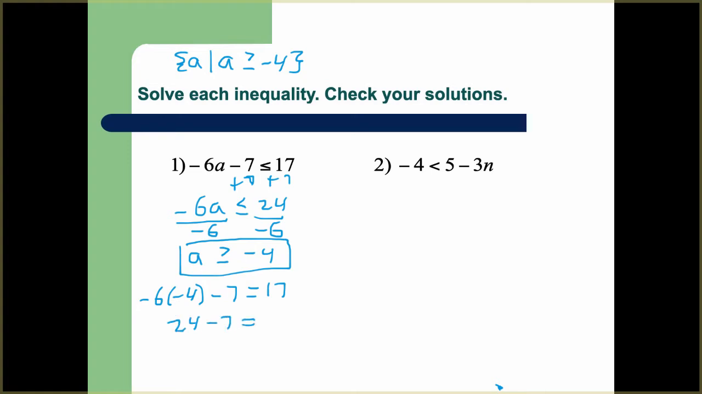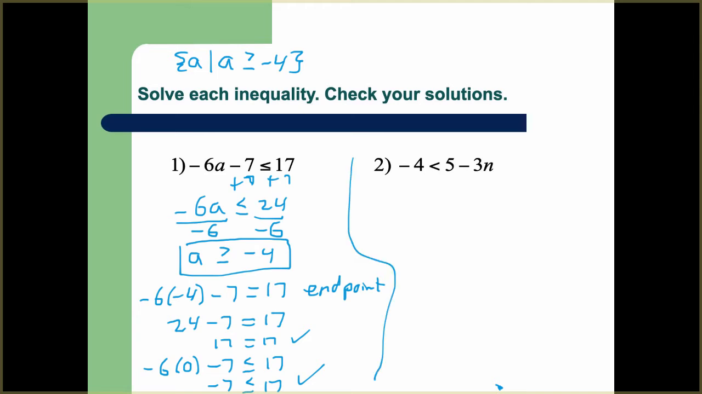We get 24 minus 7 is 17, and we get 17 is 17. This again is my endpoint. We want to make sure that the endpoint is in the right spot. Then we want to look at a number that's greater than or equal to negative 4 to make sure the inequality is pointing in the right direction. And since we're looking for a number greater than negative 4, I am going to plug in 0, because 0 is greater than negative 4. Negative 6 times 0 minus 7 is less than or equal to 17. And is negative 7 less than or equal to 17? It is. So we have a good check. The solution is a is greater than or equal to negative 4.